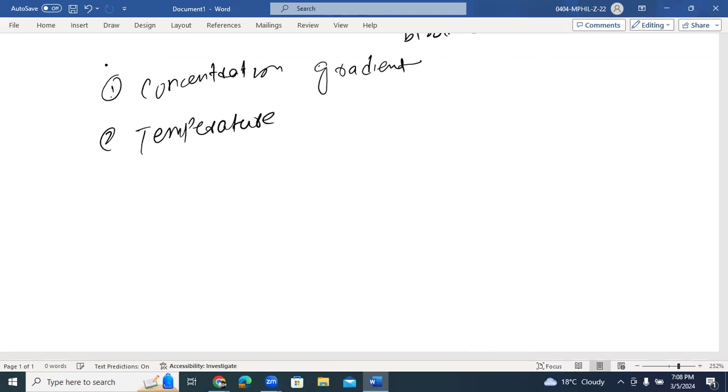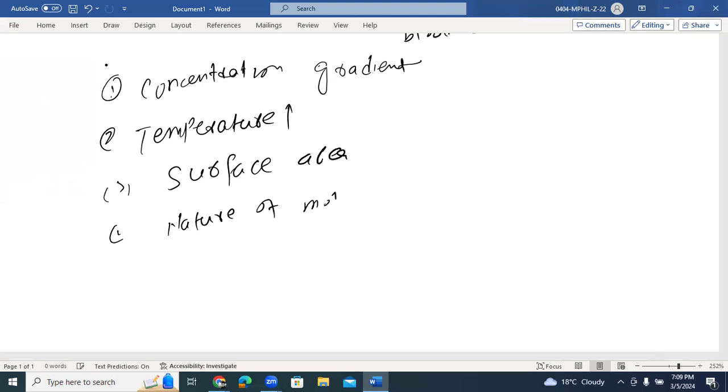The more the temperature, the more the diffusion. What do you think about surface area? The more the surface area, the more the diffusion. Yes, this is so. It is also one thing that you were talking about now, that is the nature of molecules or the ions. What do you mean by this?